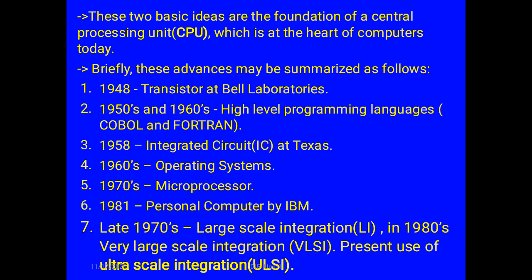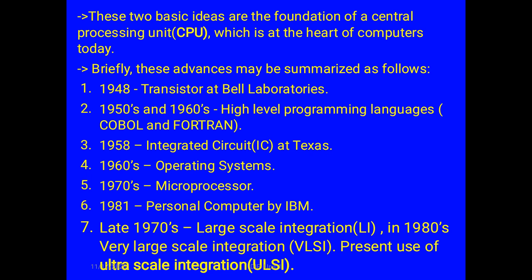So these basic ideas are the foundation of the central processing unit, the CPU, the heart of computers today. So next one, briefly, the advantages may be summarized as follows. Digital image processing: 1948, the transistor at Bell Laboratories. 1950s and 60s, high level programming languages like COBOL and Fortran. 1958, integrated circuits. 1960, operating systems. 1970, the microprocessor. 1981, the personal computer.